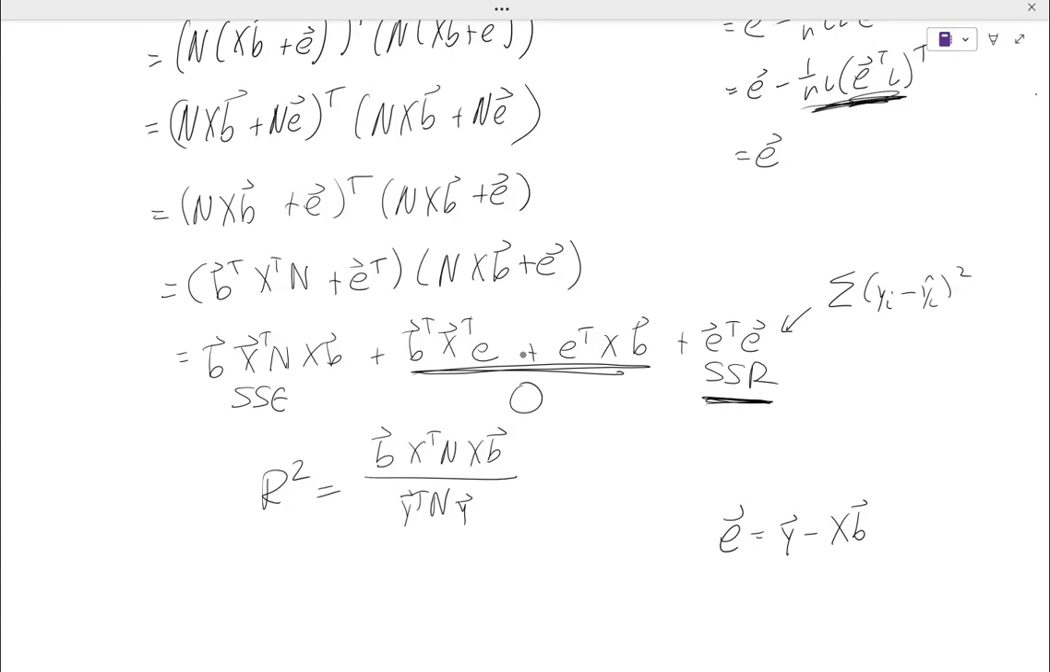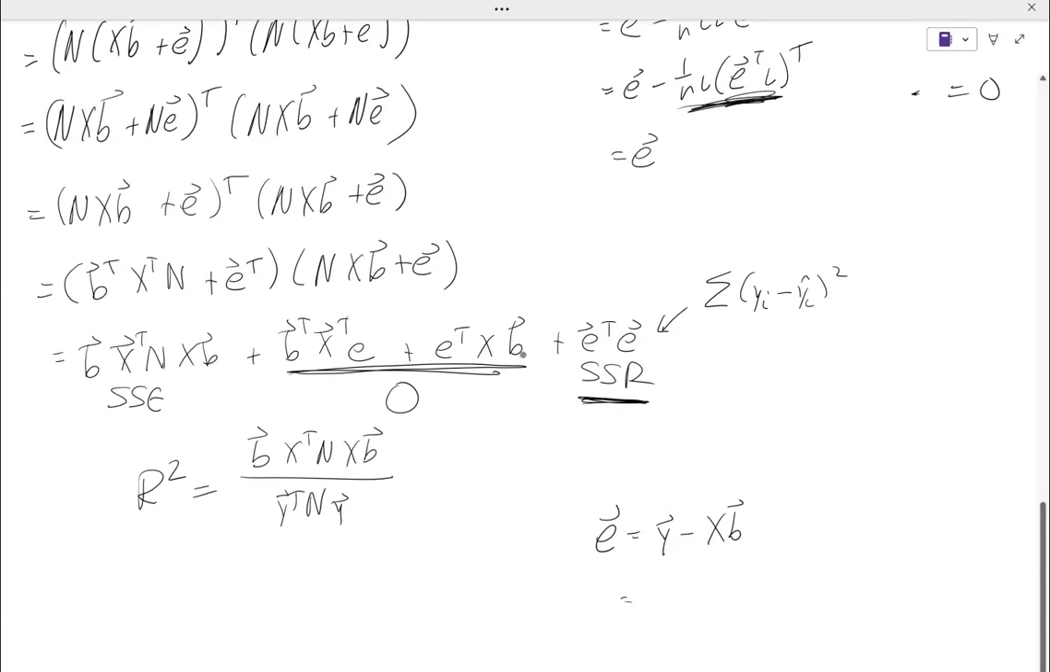But remember how we solve for the least squares solution. We did those normal equations. This is x transpose x inverse times x transpose times the y, right? That was how we get the b, that's how we get our least squares solution, right?